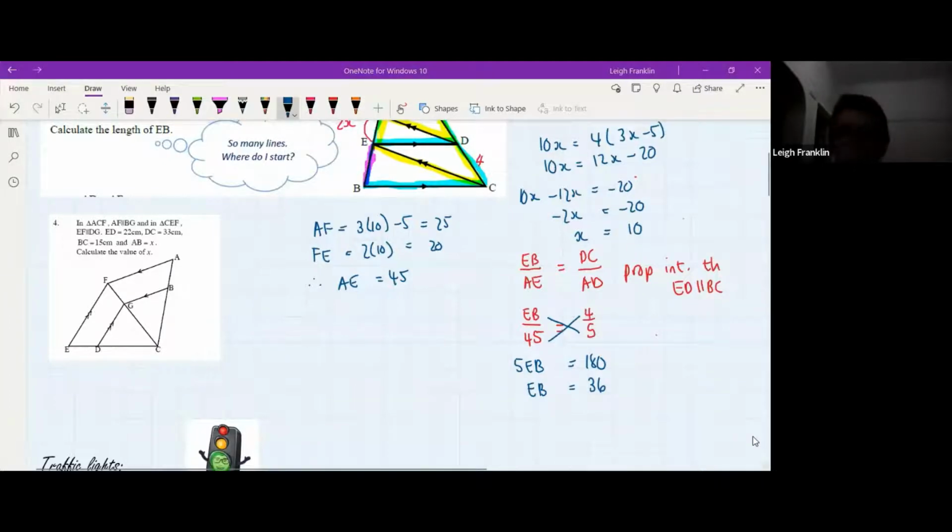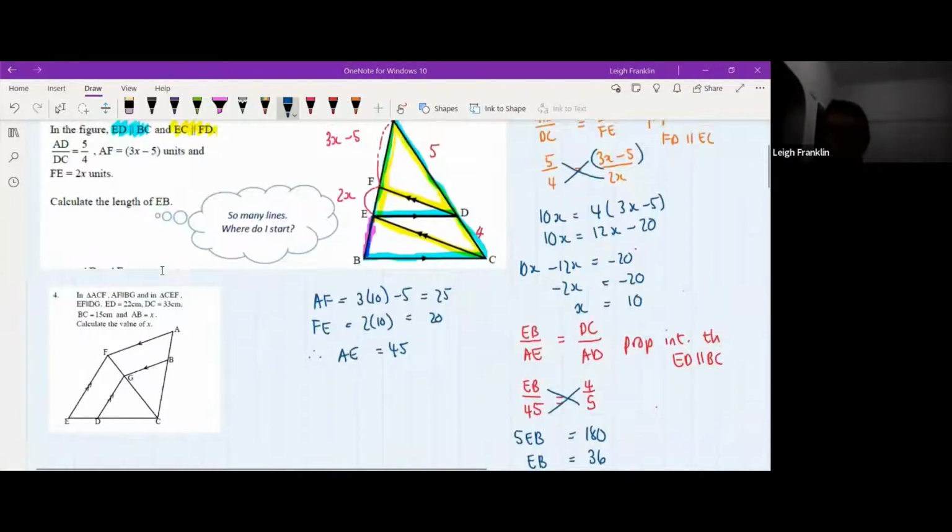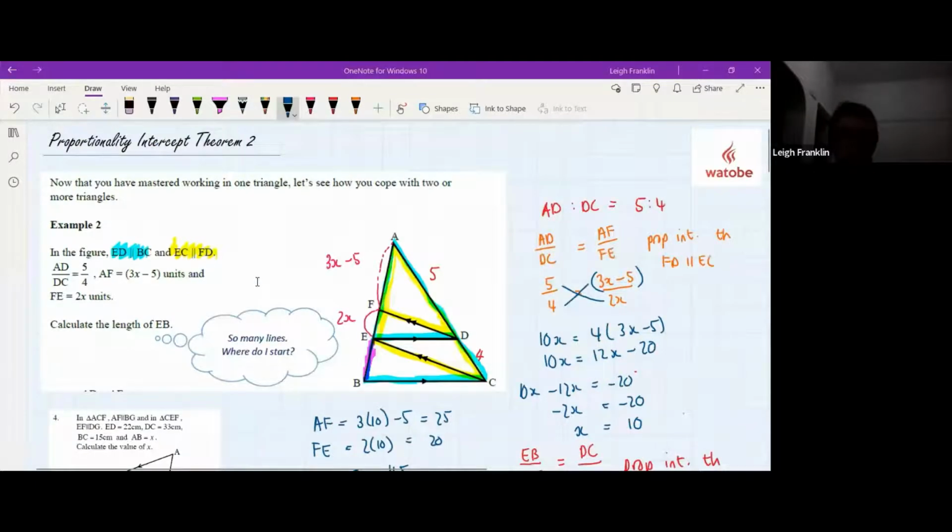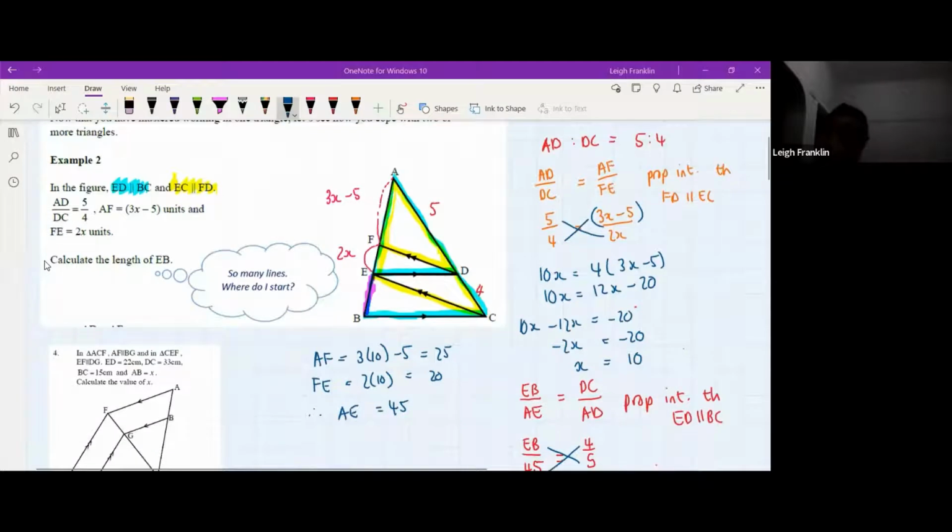Okay, Lindell says, ma'am, since 4 and 5 aren't the lengths of those sides, is it possible that we get the same question but asking us to calculate the length? Absolutely, Lindell. But I think in this situation over here, they would need to give you just a little bit more information. They would need to tell you either what AD is equal to, or what DC is equal to, or what AC is equal to, and then you would be able to work out the length of that side.